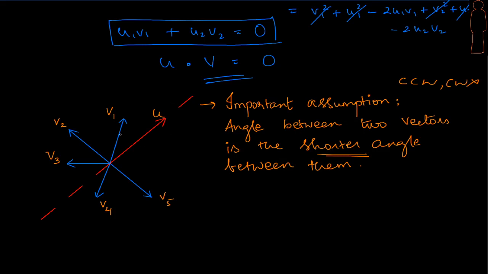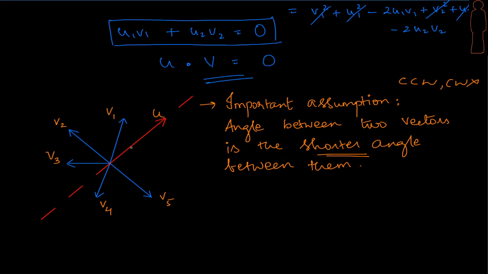Let me give an example. Let's say that we talk about u and v1. There is one angle here and there is also a larger angle that forms on the other side. The angle between these two vectors is considered to be the shorter angle, so that will be theta. Similarly, if you talk about u and v5, there is one angle here and one more larger angle on the other side. We drop the larger angle and only pick the shorter angle. Keep this in mind, and with this we will be able to draw a beautiful insight from dot products.